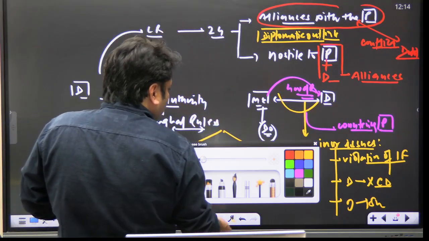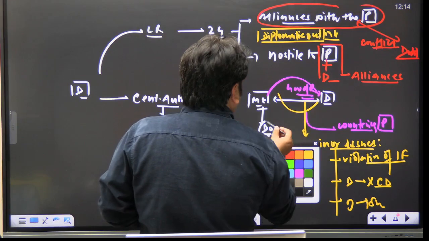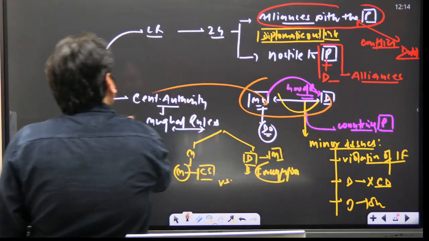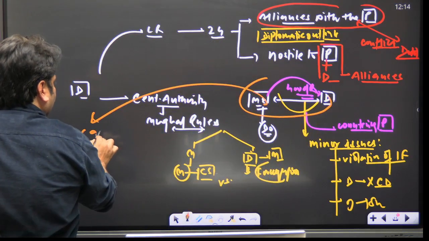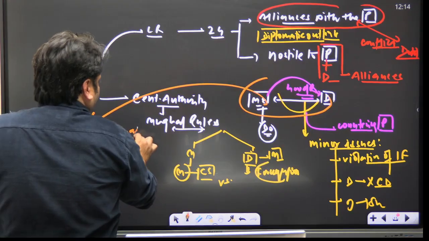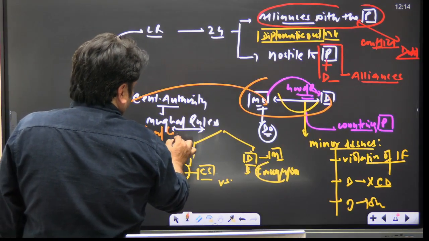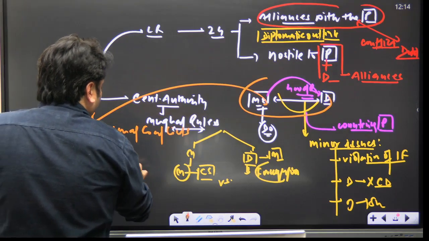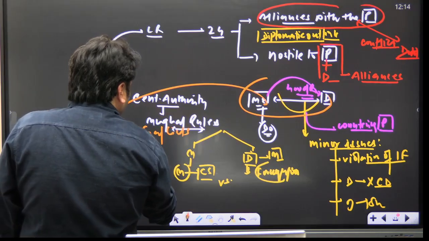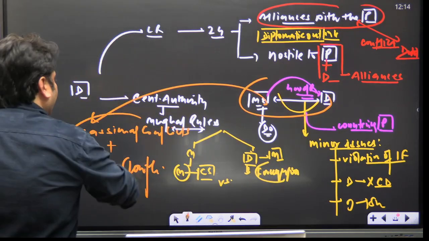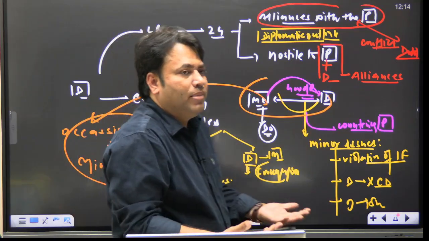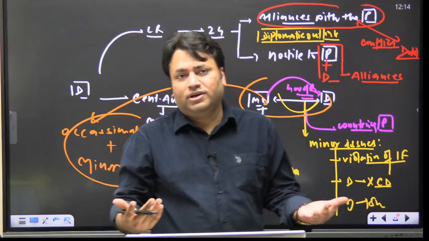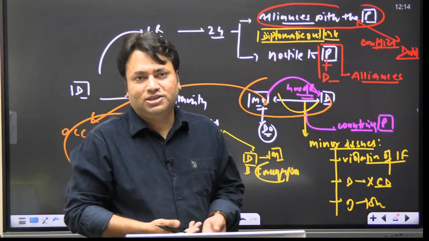So between the Mughal emperor and the Dutch power, the nature of conflict was occasional. The nature of conflict was minor conflicts. Why is it occasional or minor? Because the Dutch don't want major conflicts. Why don't they want major conflict?